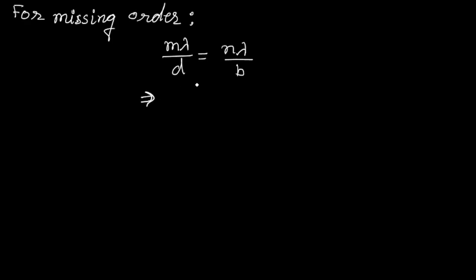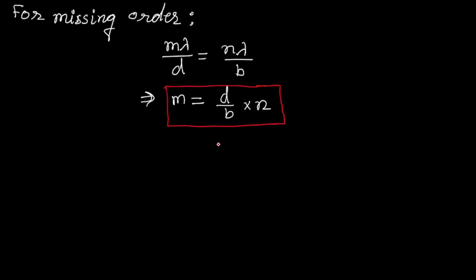Lambda will cancel out from both sides. So we'll get the missing order m equals d divided by b times n. But what is n here? n is an integer, plus or minus 1, plus or minus 2, plus or minus 3. That means the missing order will be an integer multiple of this ratio d by b. What is d? d is the slit separation and b is the slit width. So once we know d and b of a double slit experimental setup, we can find out the missing order of this diffraction pattern.